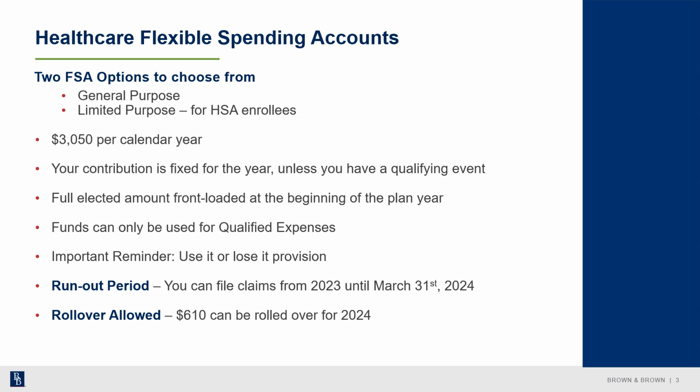Now both have a cap on annual contributions. So for 2023, that is $3,050. So you choose the amount you want to contribute, from maybe $100 all the way up to that $3,050. But whatever amount you choose, that's going to be fixed for the year unless you have a qualifying event that would allow you to change.